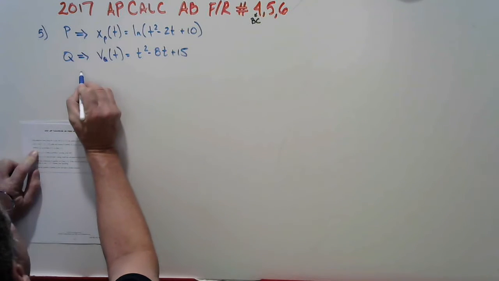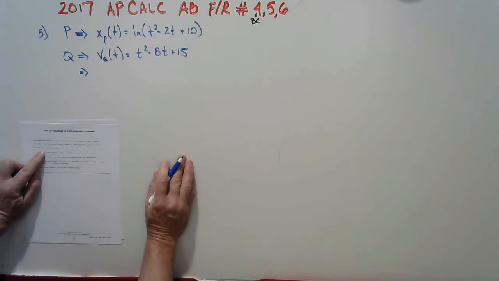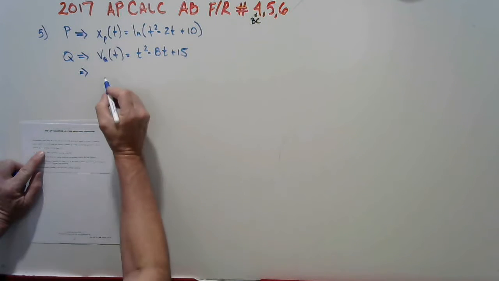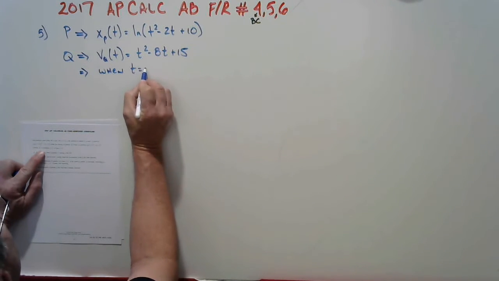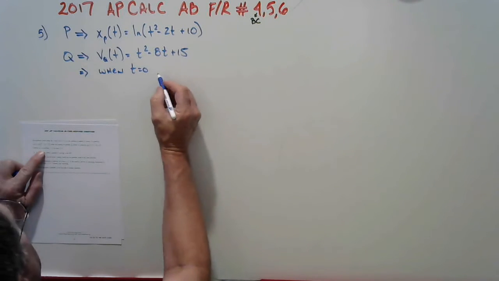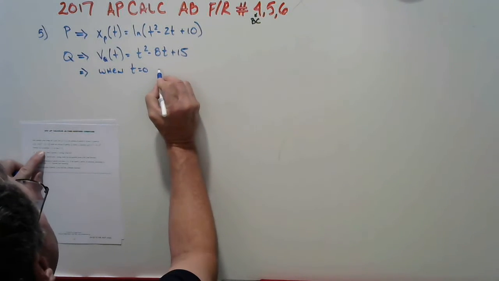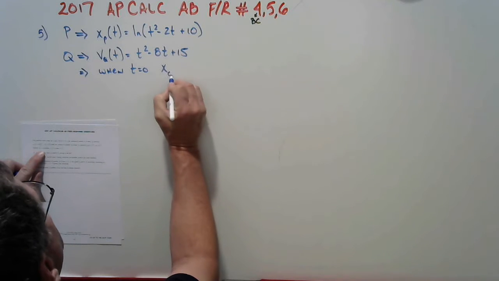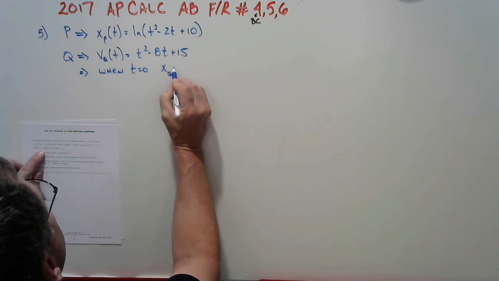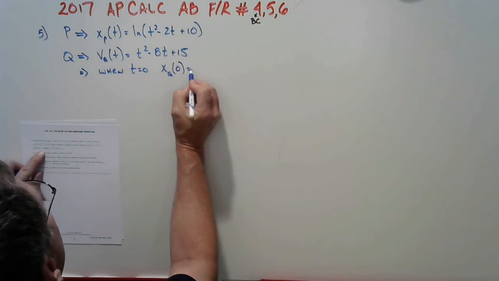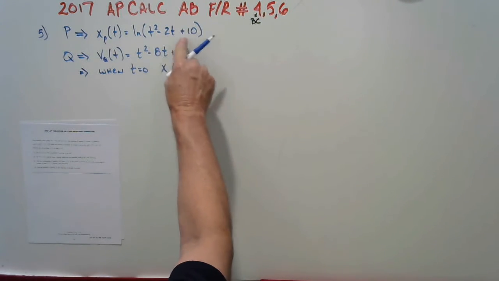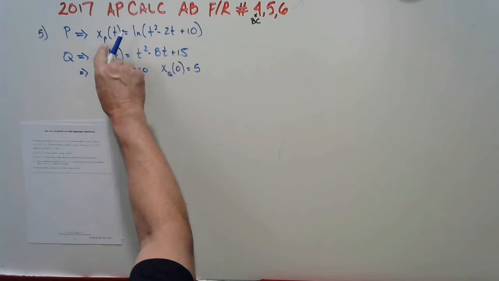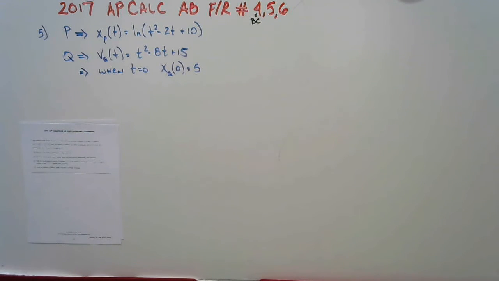But another piece of information they give us about particle Q is that when t equals 0, its position, particle Q's position at time 0, is equal to 5. All right, now don't think that means when we put a 0 up here we get a 5. That's particle P's position. We only have particle Q's initial position.